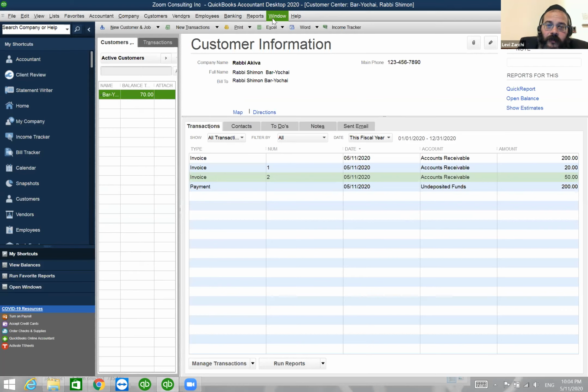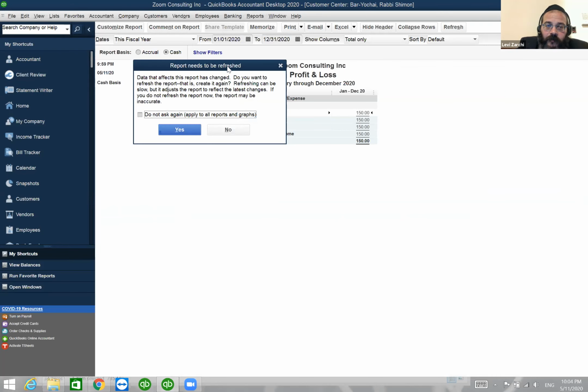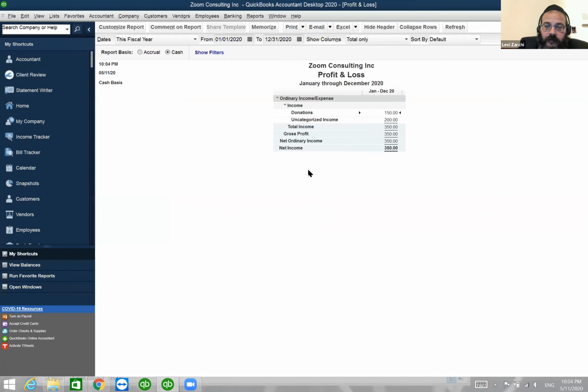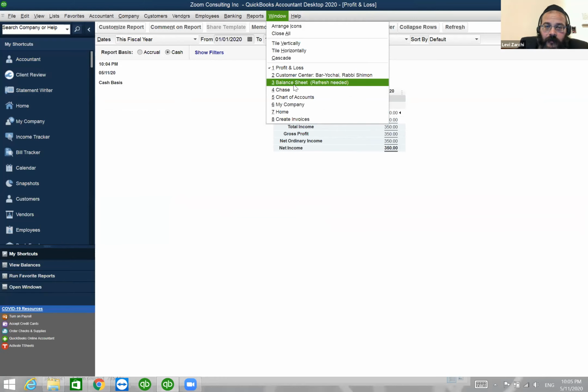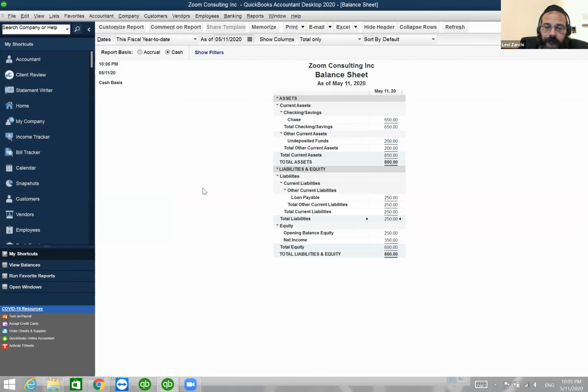If I go now to Window, Profit and Loss, it tells me refresh needed. Why refresh needed? Because I just did a transaction which changes the report. If I was in accrual basis, nothing would have changed. But in cash basis, instead of 150, I would have 350. Lo and behold, we have 350 here on my profit. If I go to my balance sheet and refresh, the net income line will show again 350. Here we go. I think that was a little fast.